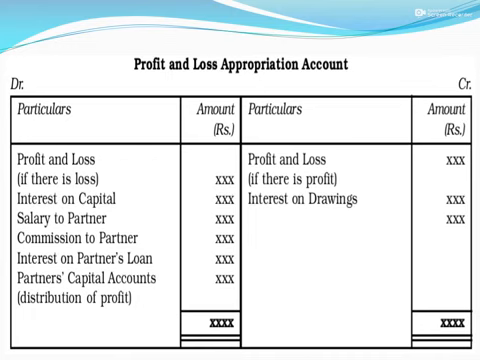Next, profit and loss account if there is a loss, on the debit side. Next, to interest on capital account, to salary to a partner, to commission to a partner, to interest on partner's loan. And if there is any residual income, then we will write down to partners' capital account.